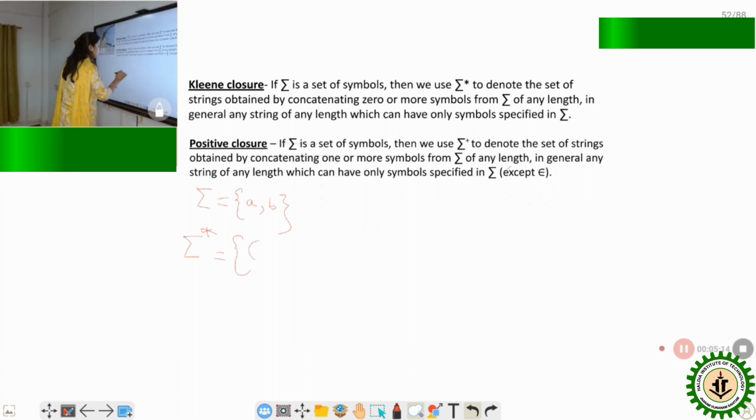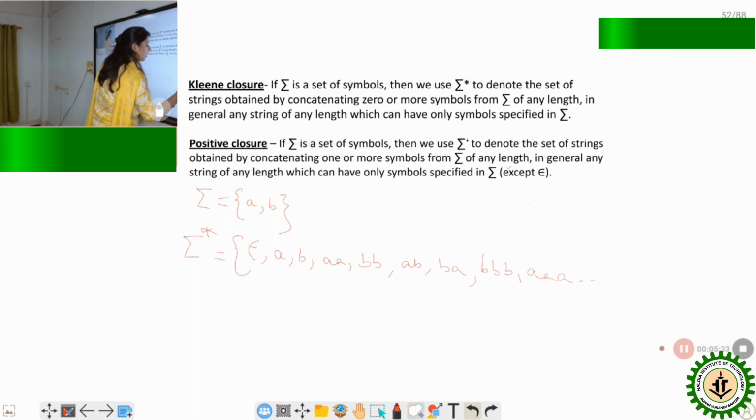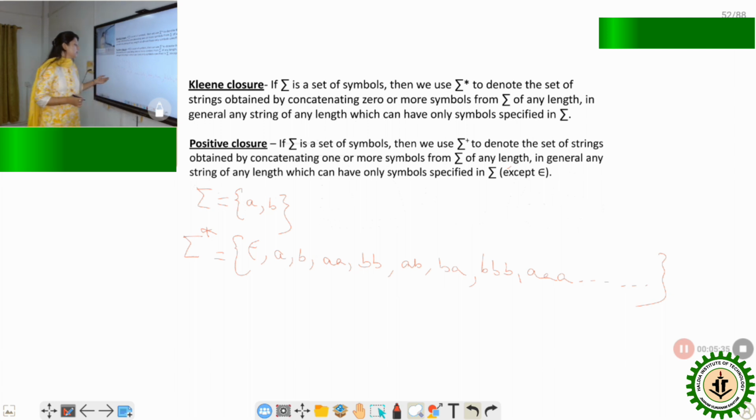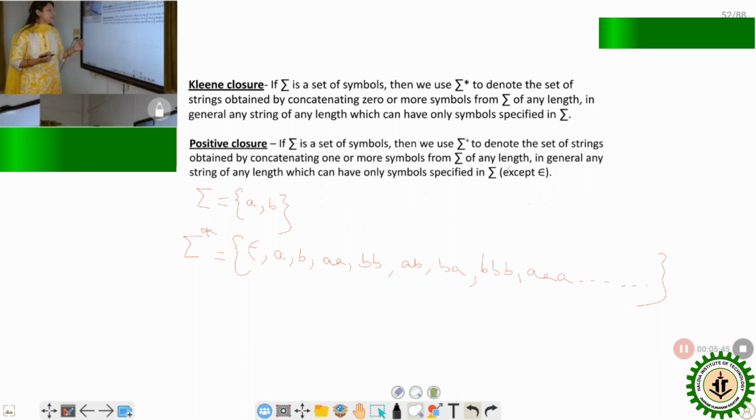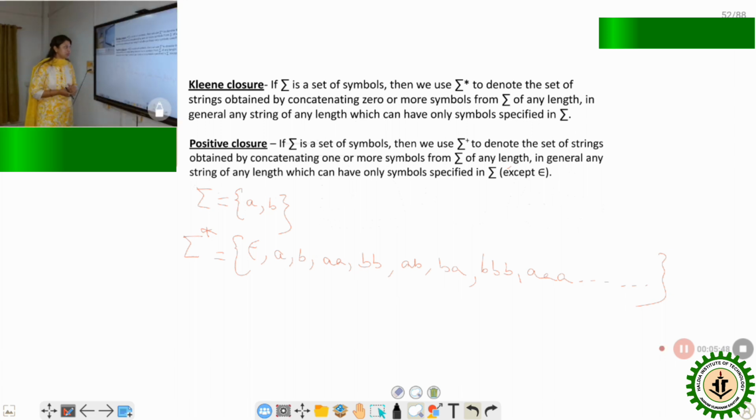That means it will start from the null string, then A, B, AA, BB, AB, BA, BBB, AAA, and continue. So sigma star will contain the null string, A, B, AA, BB, AB, BA, BBB, AAA, all possible combinations of A and B. That's why it's called Kleene closure.